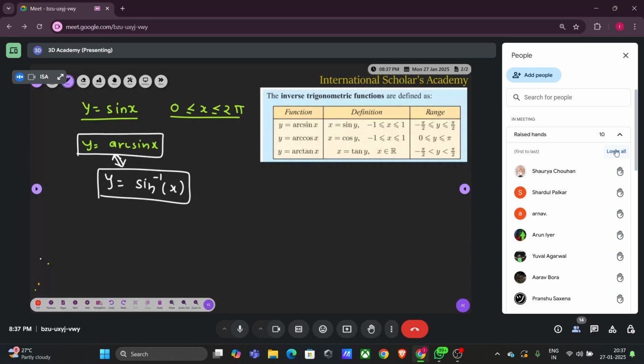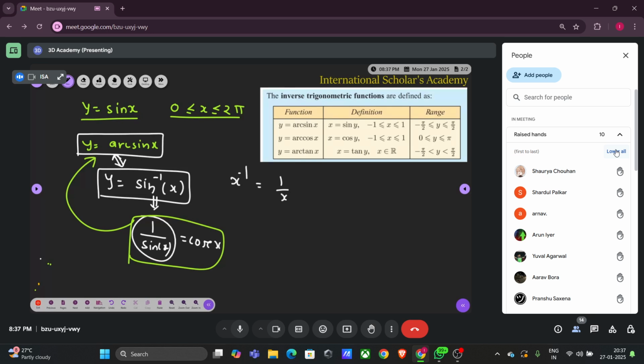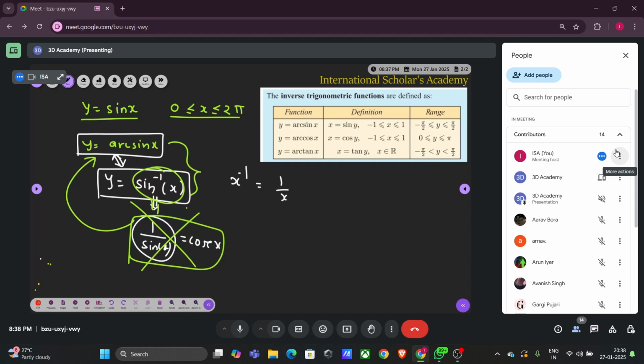No, that is not equal to 1 by sine x. To avoid this confusion, we know that if I write x raised to minus 1, it can also be read as 1 upon x. So people will get confused and think sin inverse x can be written as 1 upon sin x, which is nothing but cosec x. So to remove this confusion, they made it very simple for you. They write it as arc sin x. But they will test you at this point as well, whether you know this or not. So these two are the same thing, but this is not equal to the above written thing. How many of you understood this? Raise your hands.